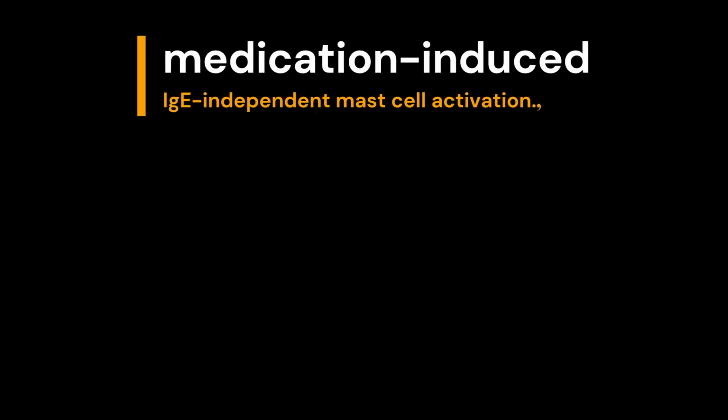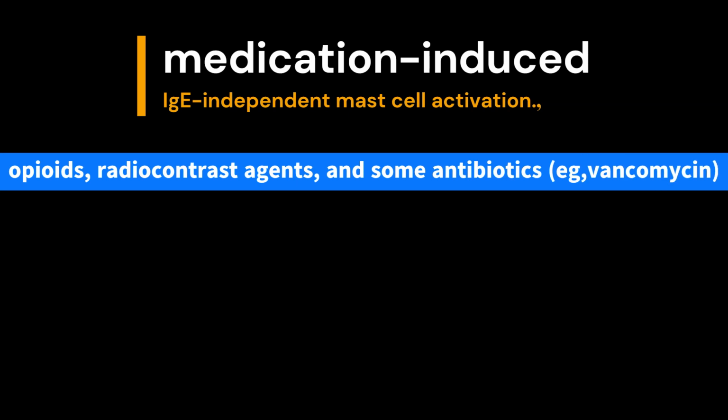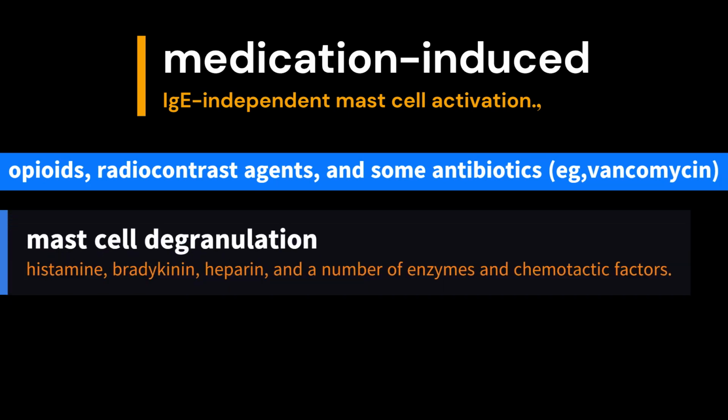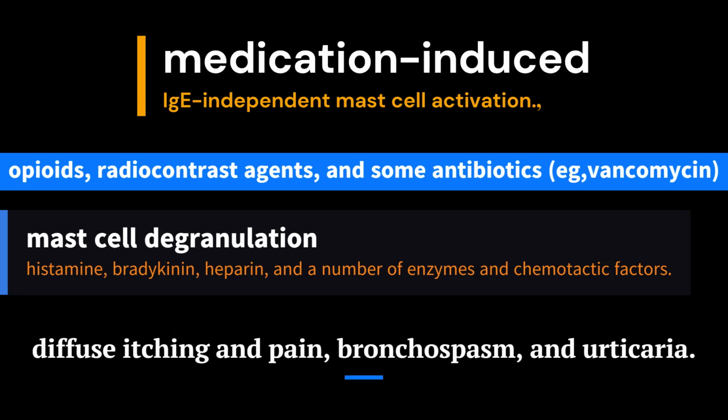A number of medications, including opioids, radiocontrast agents, and some antibiotics, for example, vancomycin, can induce mast cell degranulation. This results in release of several mediators, including histamine, bradykinin, heparin, and a number of enzymes and chemotactic factors. Common symptoms include diffuse itching and pain, bronchospasm, and localized swelling, or urticaria. If you choose any option other than B, you are wrong.